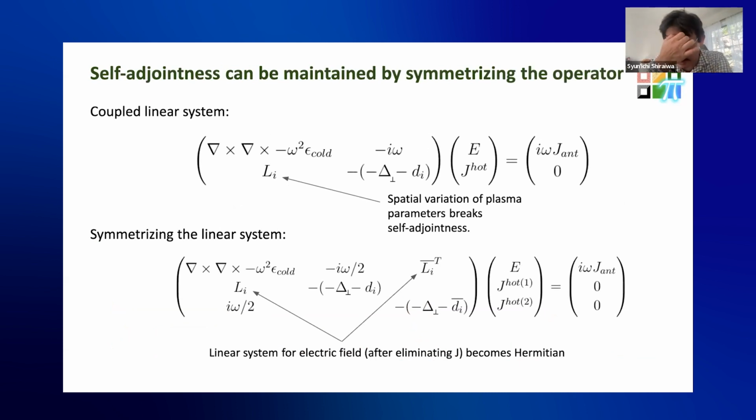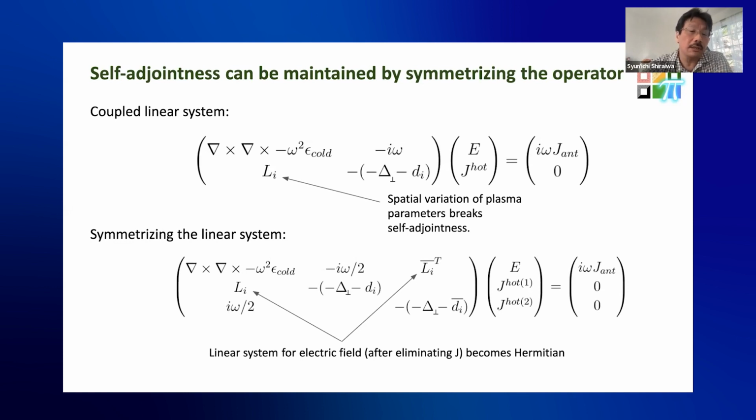Okay. I need to touch on one more thing, which is perhaps specific to the wave equation, which is energy conservation or self-adjointness. The coupled equation I mentioned earlier, if you write it in a block diagonal form like this, then this L1 in the off-diagonal element breaks the self-adjointness when the plasma is non-uniform. If you break the self-adjointness, of course, wave energy is not conserved, which is not physically reasonable.